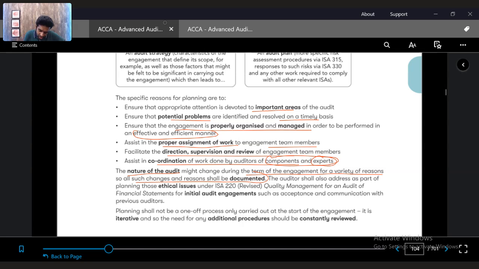The auditor shall also address ethical issues like quality management, whether, as I told you, an EQR is required. Am I auditing a risky client, and is an EQR required? Am I auditing a limited liability company? Then an EQR is required, so I have to plan for that. I have to reach out to the EQR and tell them there is a client I'm auditing and I need your quality management assistance on it.